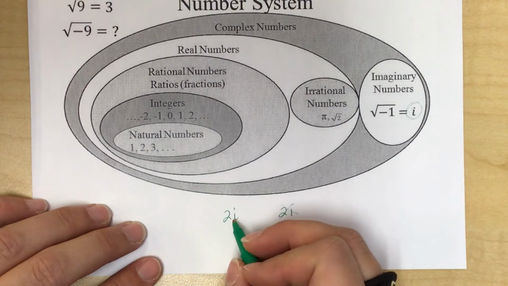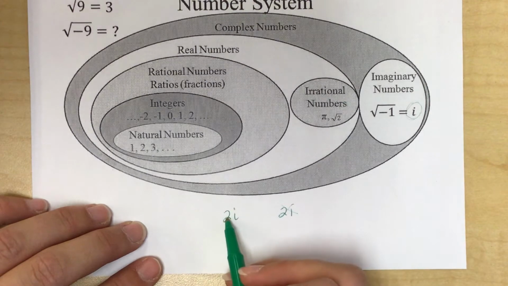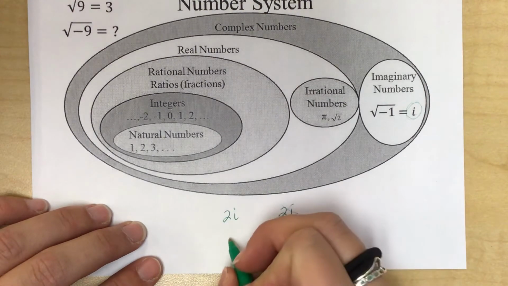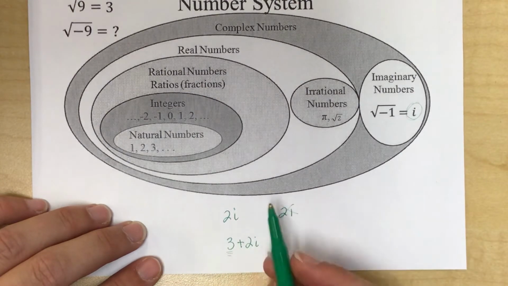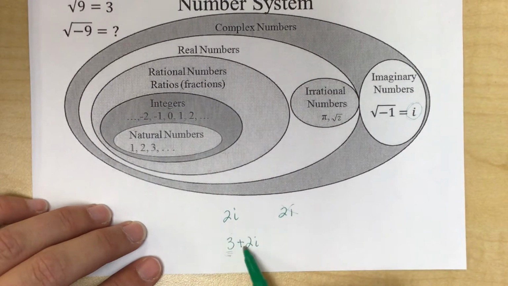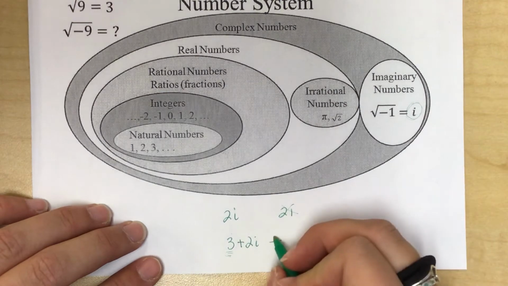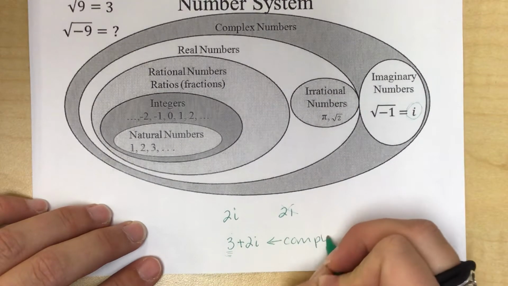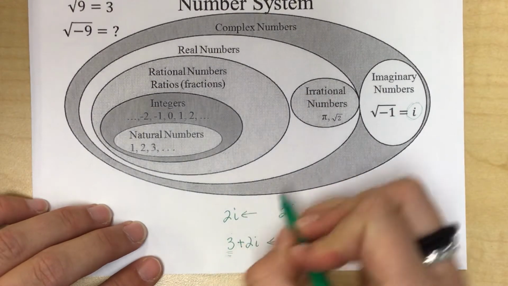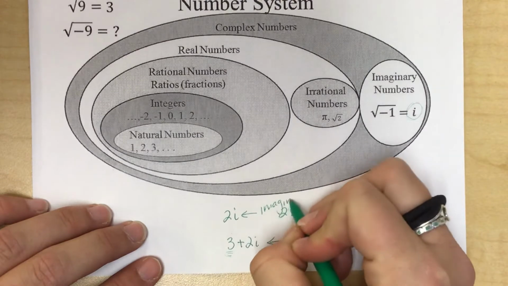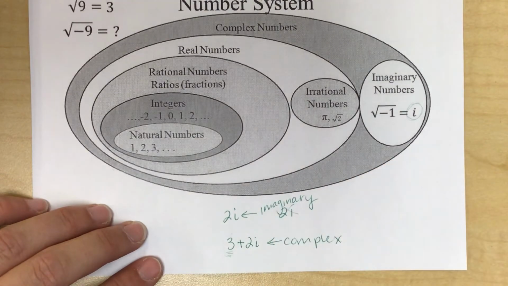Now this right here is just an imaginary number because it has 2 and then the i. A complex number would mean that I have a real number part with it. So I'm taking a real number 3 plus the imaginary part, and this becomes a complex number. When we solve quadratics, some of your solutions will look like this. You'll have complex solutions, and this is just imaginary. That's the only difference between the two.